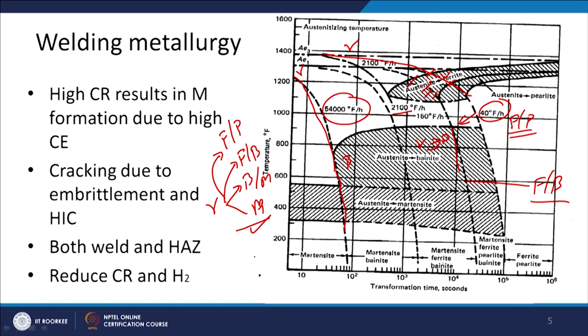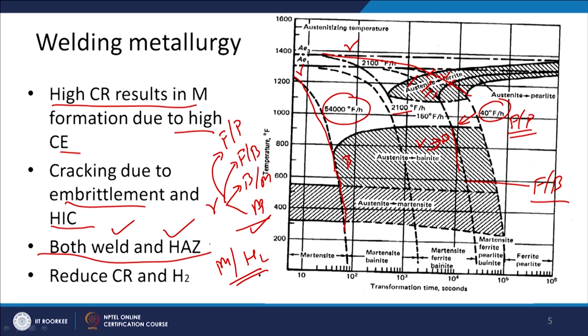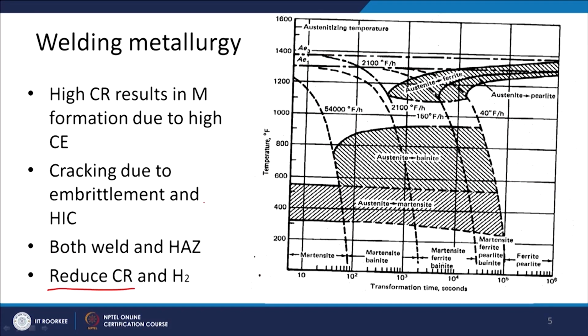What we can see here is that the high cooling rate results in martensite formation in these steels due to the higher carbon equivalent, and the formation of the martensite increases the tendency for embrittlement as well as hydrogen induced cracking. This happens primarily due to the formation of the martensite as well as entrapment of the hydrogen, if it is there in the weld as well as the heat affected zone during the welding. Because of the formation of the martensite both in the weld as well as heat affected zone, the hydrogen induced cracking tendency becomes high, and therefore efforts are primarily made to reduce the cooling rate, so that the trapped hydrogen can escape and soft phases like bainite, pearlite and ferrite can be formed instead of martensite.